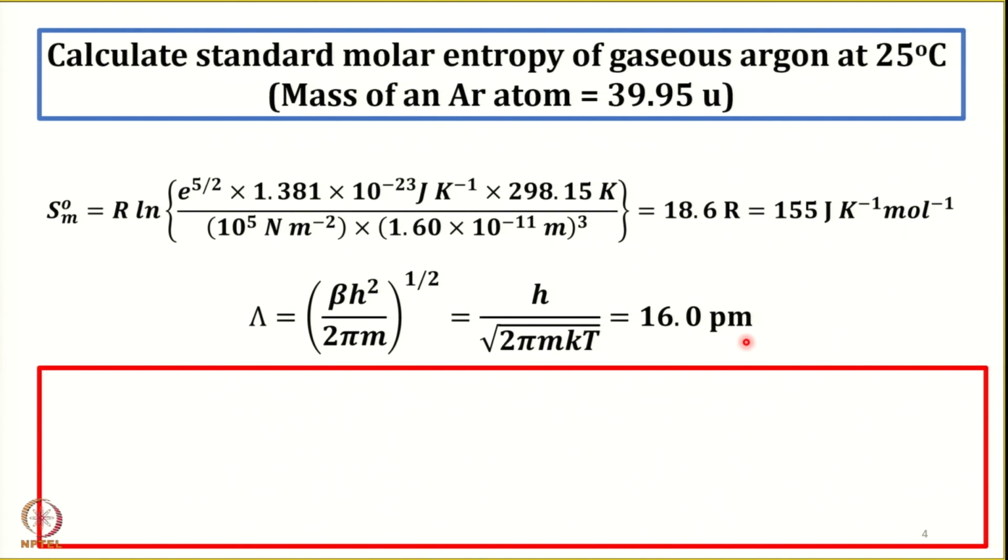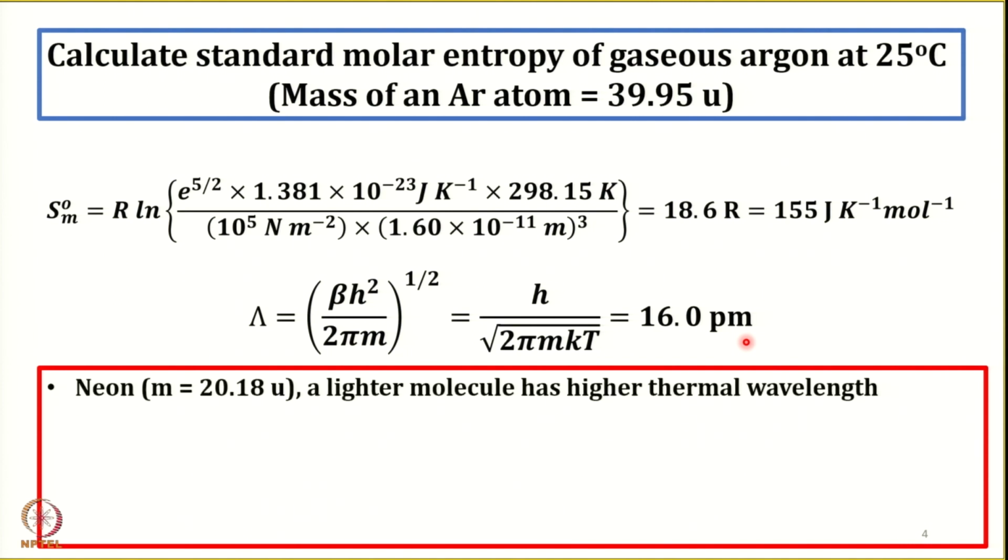Let us take a look at some of the comments. Argon is 39.95 gram per mole. Neon molar mass is less, 20.18. It is a lighter molecule. Lighter molecule, lower molar mass. If lower molar mass, then thermal wavelength will be higher. If thermal wavelength is higher, the entropy will be less. That is a reciprocal relation.